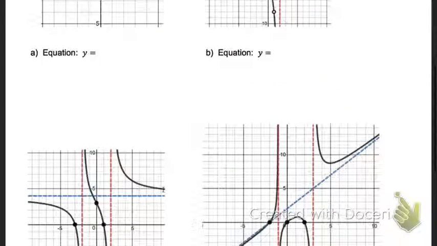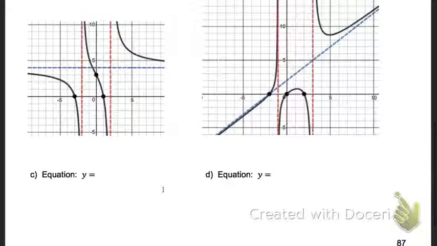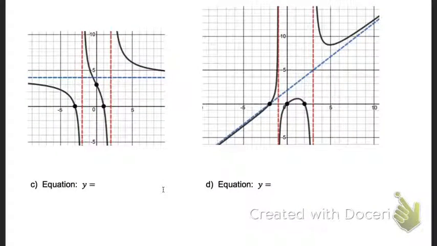All right, let's try the last 2. They look harder. I don't think they are. Okay, I want you to identify all the things. Do you see any holes? Nope. So that's going to make life easier. Can a hole be an imaginary number?